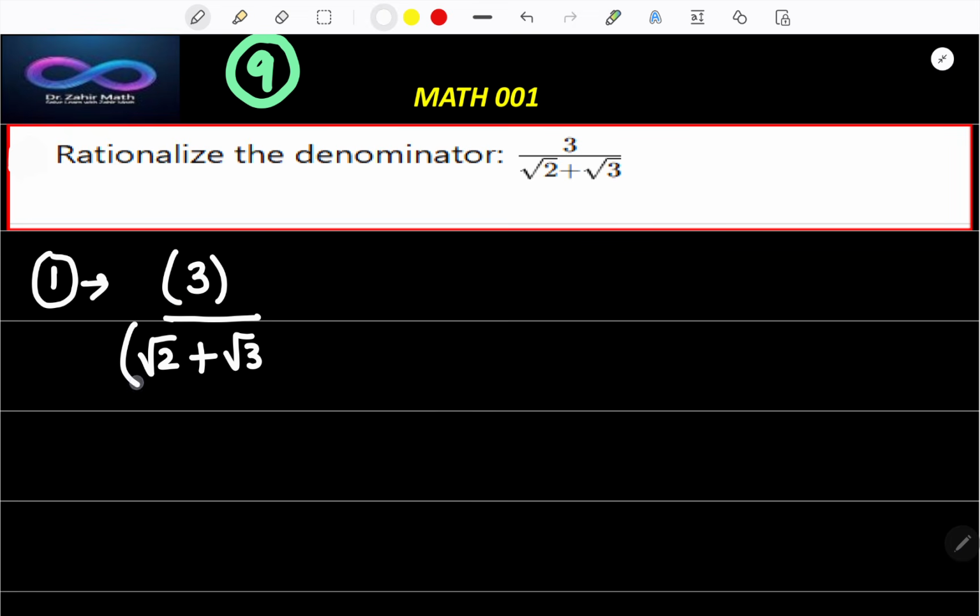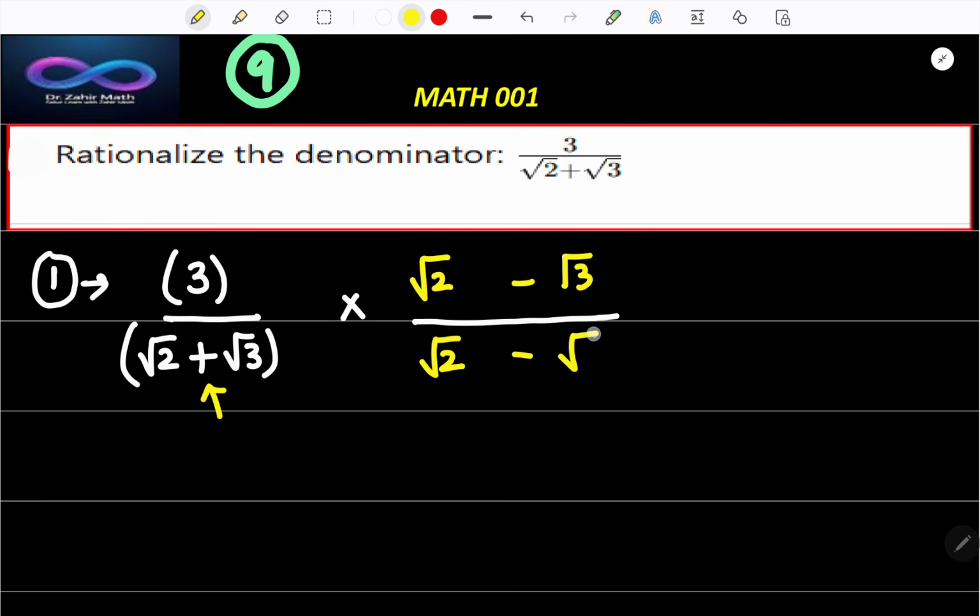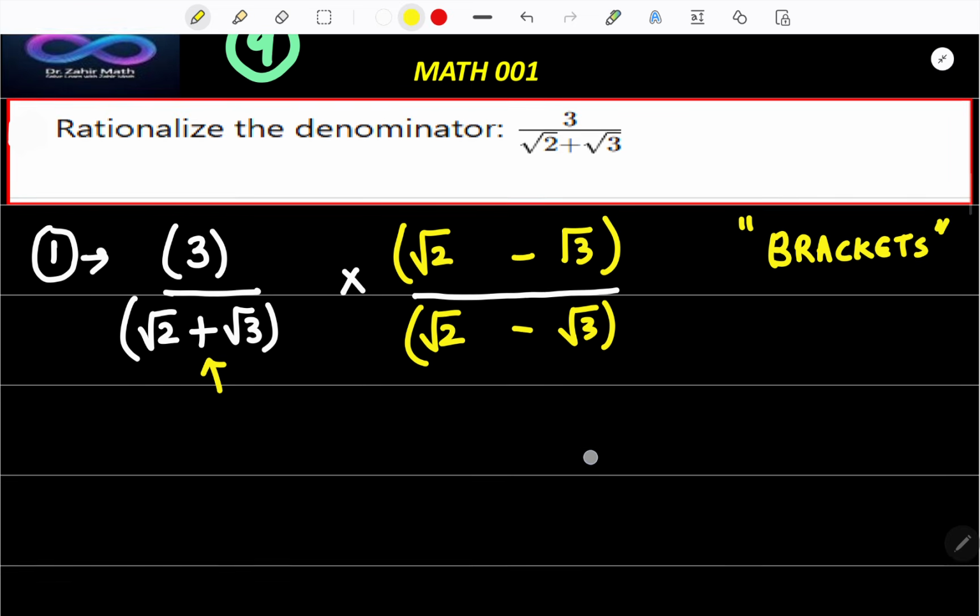First you use the bracket. You are going to multiply by its conjugate. What is the conjugate, teacher? If it is plus, you are going to put minus. If it is minus, you are going to put plus. So square root of 2 minus square root of 3, square root of 2 minus square root of 3. Use brackets, brackets are very, very important. Otherwise, you will get wrong answers in the calculator.